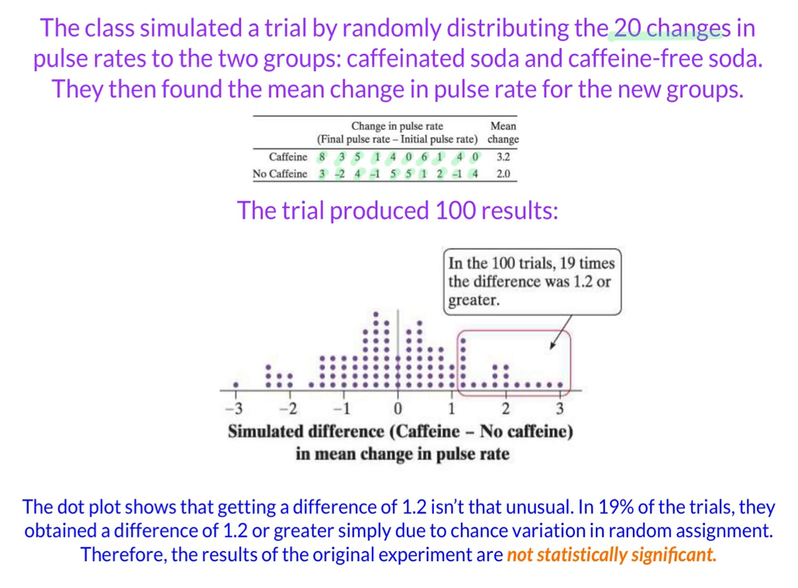And how we compare that to 1.2, first of all, we have to locate 1.2. And in 100 trials, 19 times, so 19%, the difference was 1.2 beats per minute or greater. So what does that mean? That means that getting a difference of 1.2 really isn't that unusual. In 19% of the trials, they obtained a difference of 1.2 or greater simply due to chance variation.